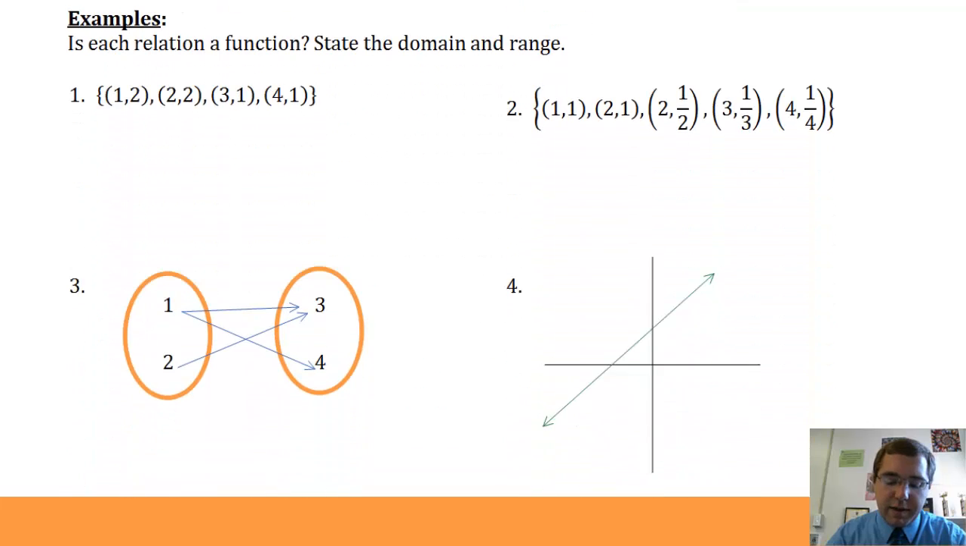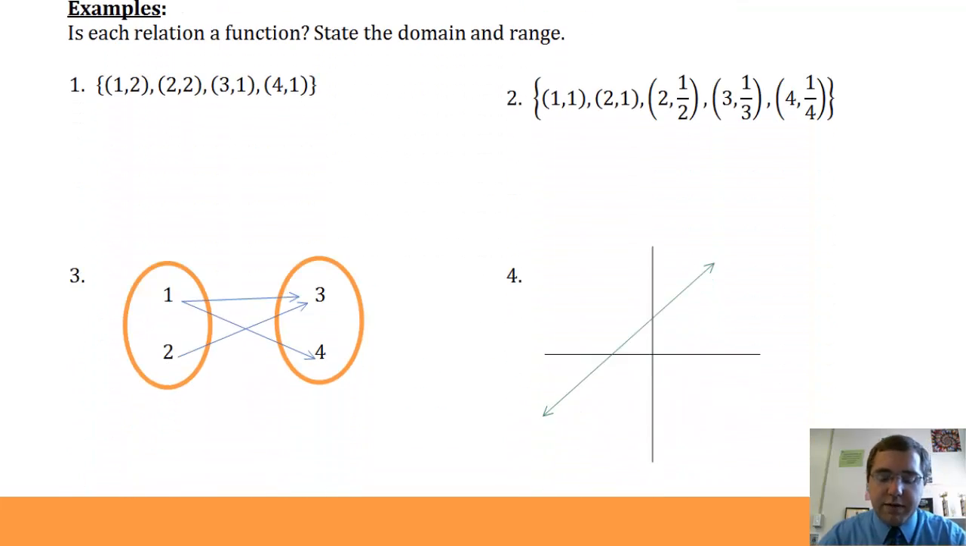So let's take a look at some examples. Is each relation a function? State the domain and the range. Whether it's a function or not, we can state the domain and the range. So number 1, is that a function? We've got the points (1, 2), (2, 2), (3, 1), and (4, 1). So to check and see if it's a function, we check every element of the domain and see that it has exactly one element of the range paired with it.